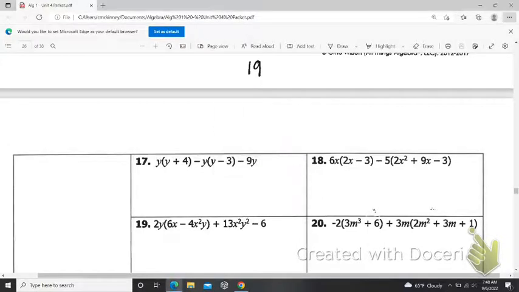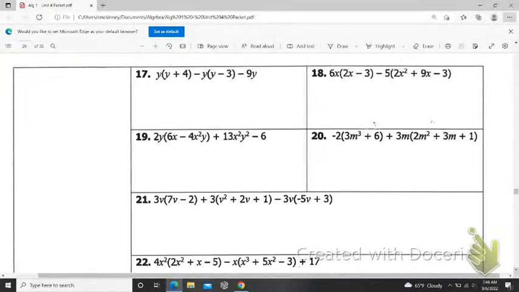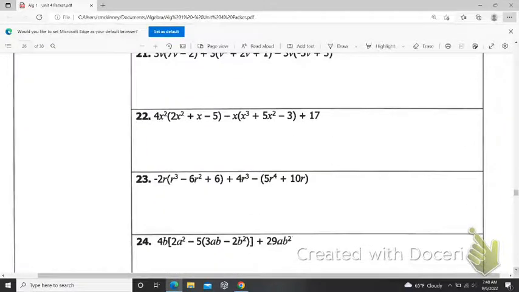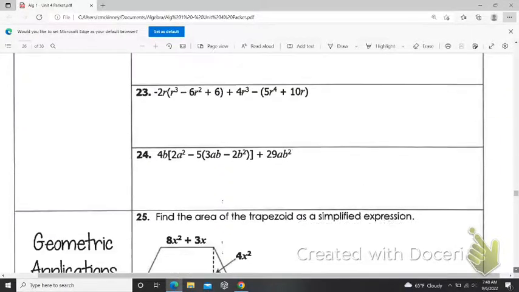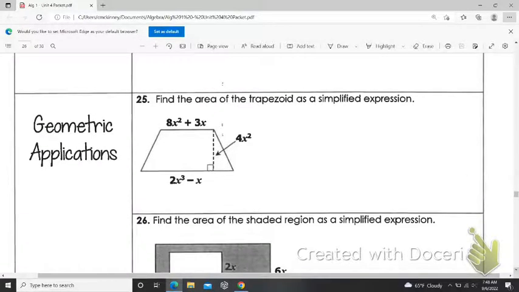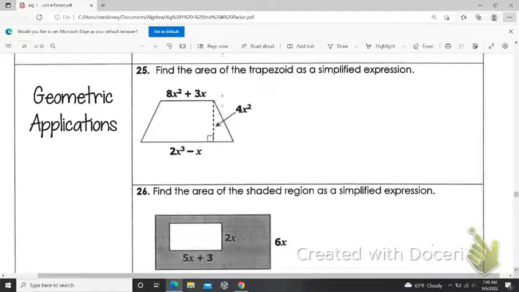On the next page, you just have more of the same. I'm going to go down to these geometric applications. So the area of a trapezoid, okay, we talked about this before. We have to add the two bases together, that's the top and bottom, the two parallel sides, divide that by 2, and multiply times the height.